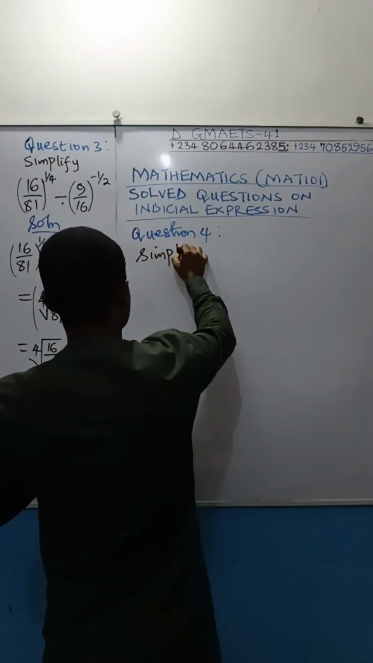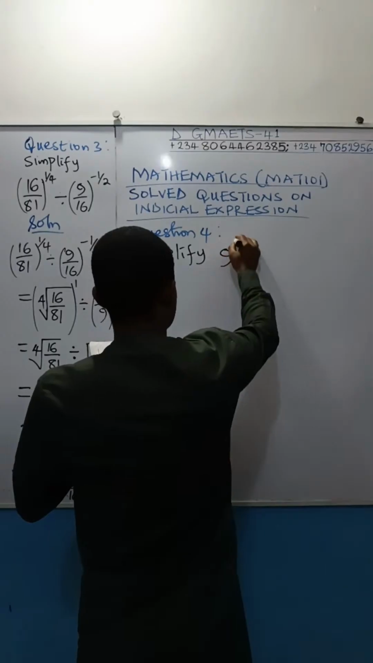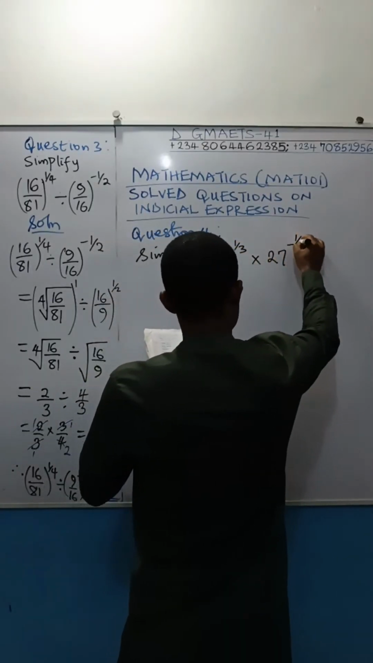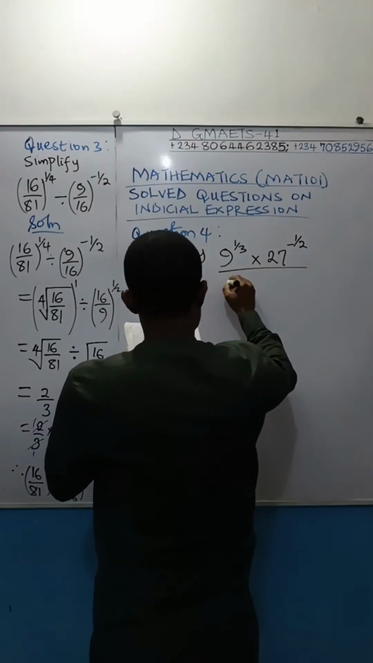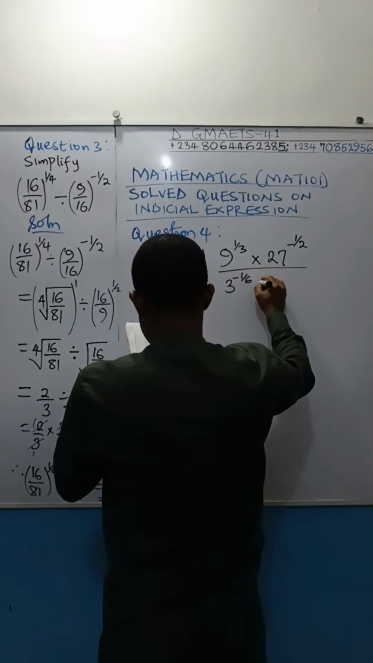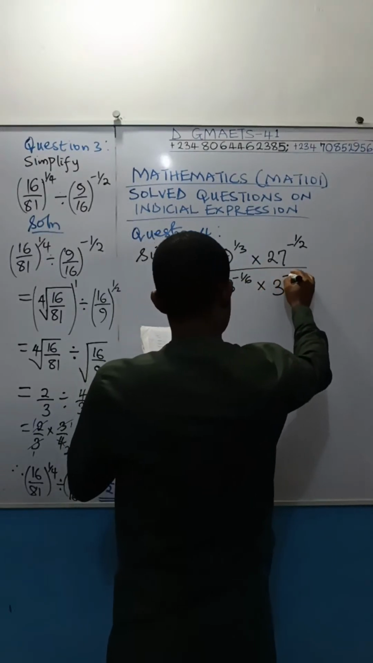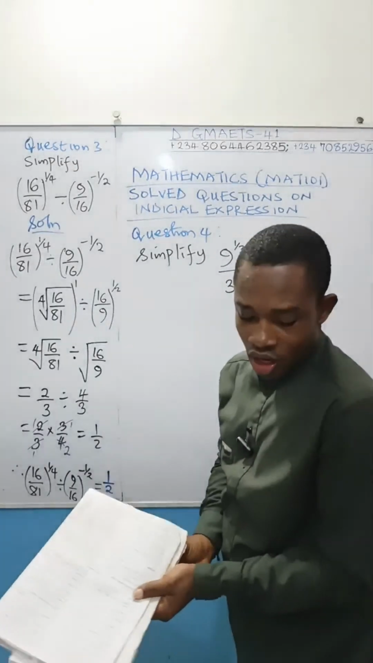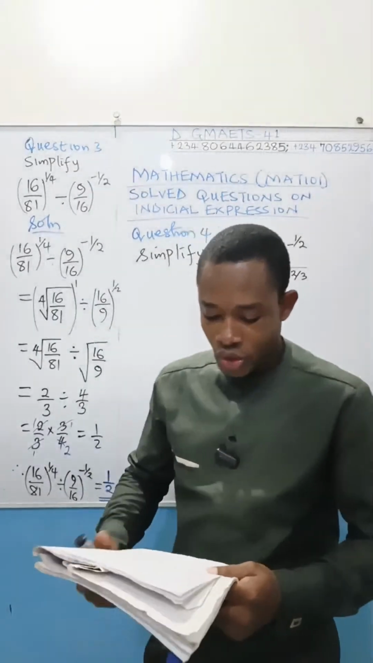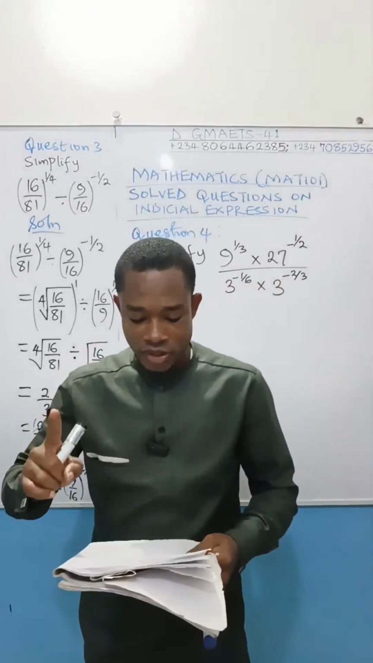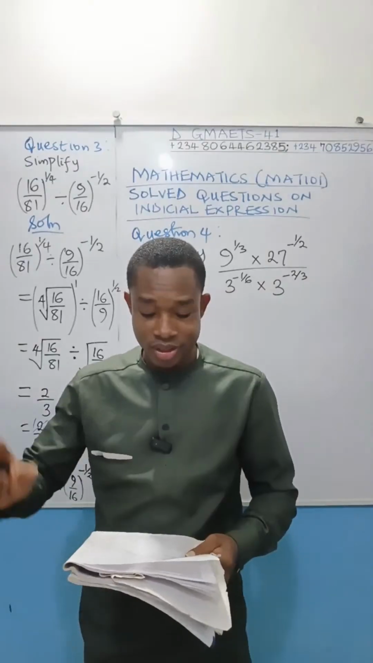Simplify 9 raised to the power of 1 over 3 times 27 to the power of minus 1 over 2, all over 3 to the power of minus 1 over 6, and then times 3 to the power of minus 2 over 3. Now listen to the options. Option A is 1 over 3, option B is 1, option C is 3, option D is 9.